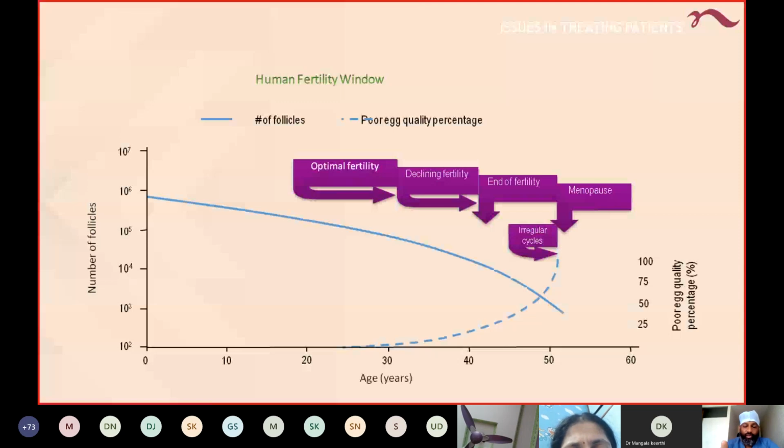At 43, live birth rate is 3.3. At 44, 0.6. As age advances, live birth rate, clinical pregnancy rate, beta HCG rate, everything goes down. So this is the importance of age.